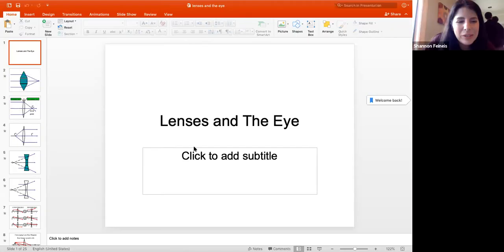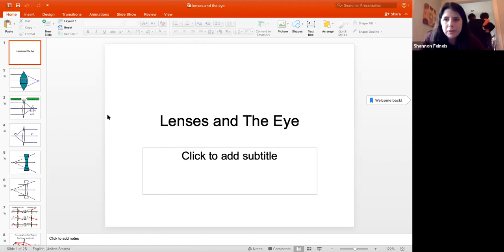Today I am going to review with you about lenses in math, and then I'm also going to share with you some interesting ways that we use lenses, like in our eyes and as glasses, so that you understand why we learn about this rather than just learning about it because we said you have to. So let's review.